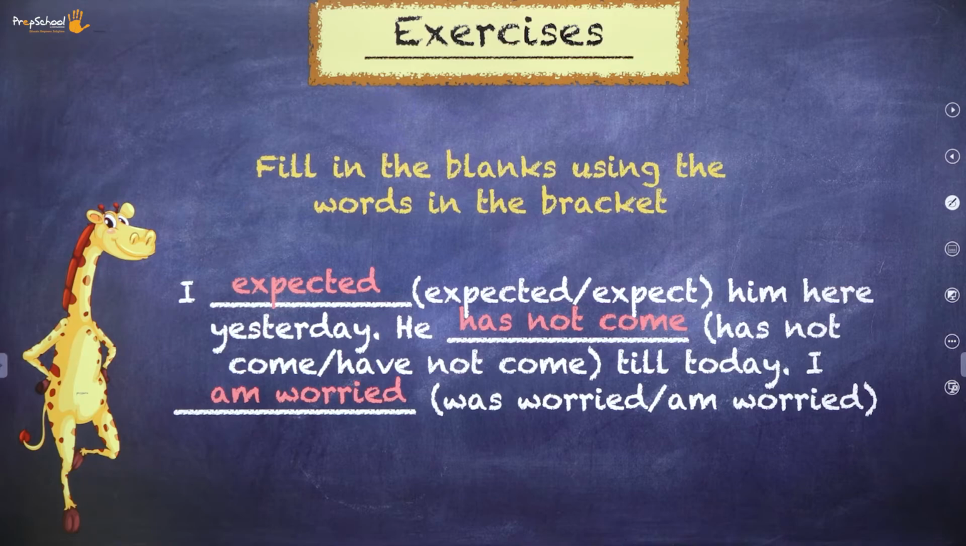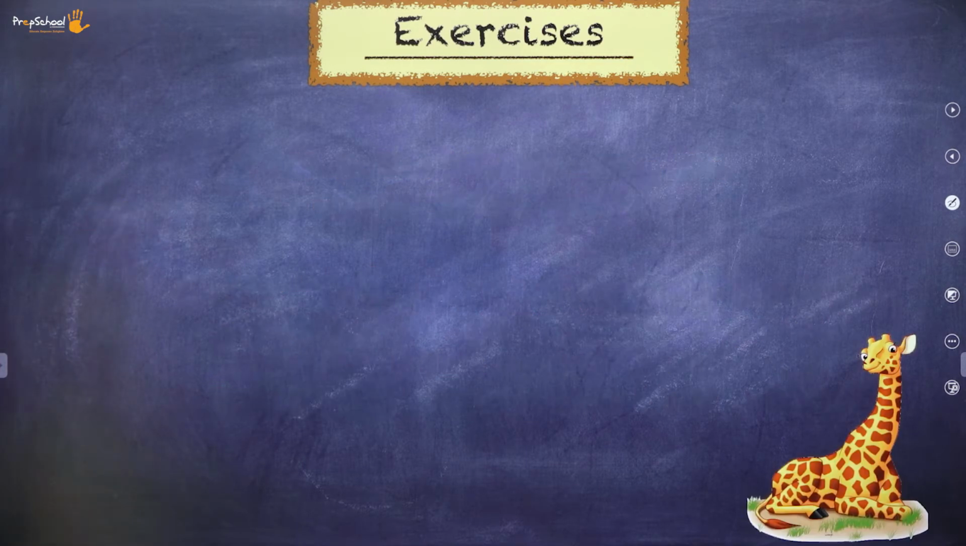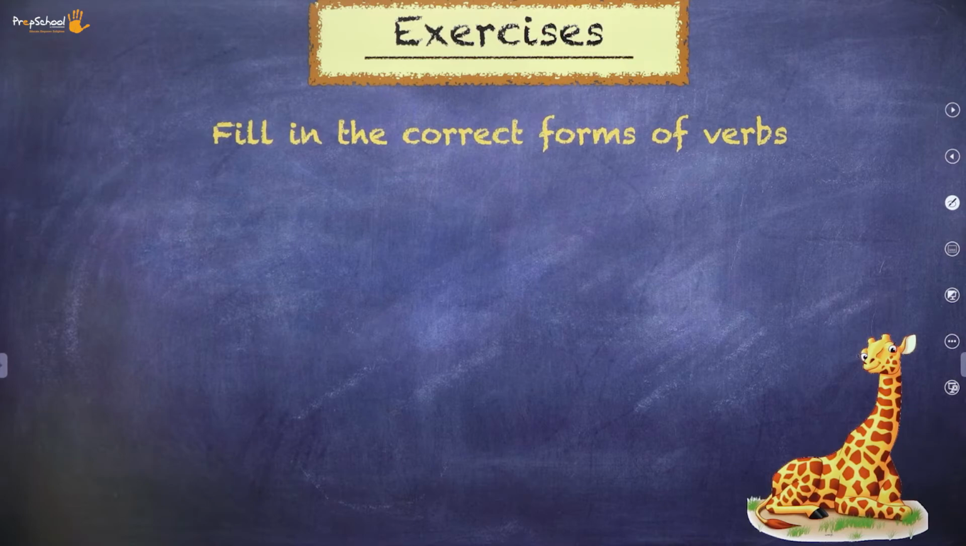I expected him here yesterday. He has not come till today. I am worried. To the next one. Fill in the correct forms of verbs.